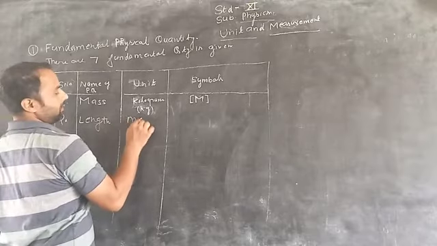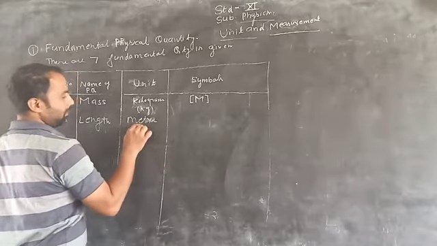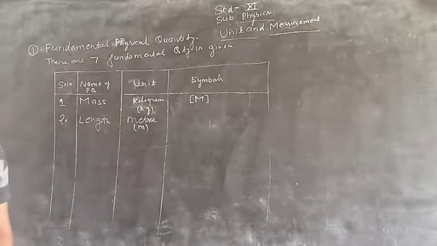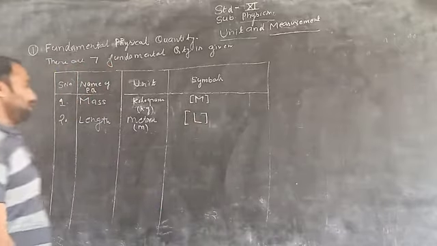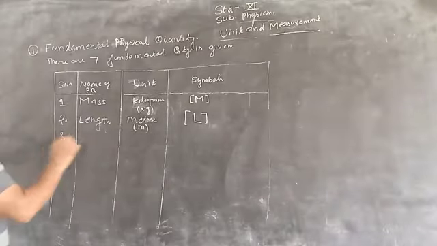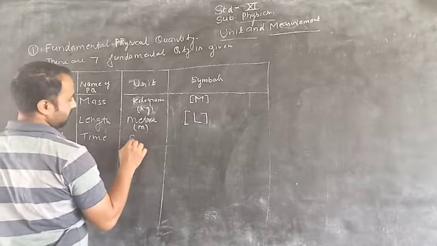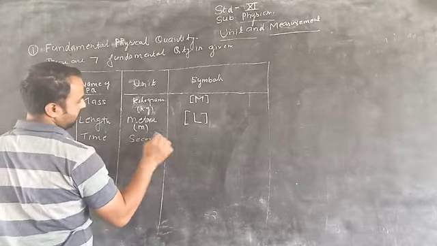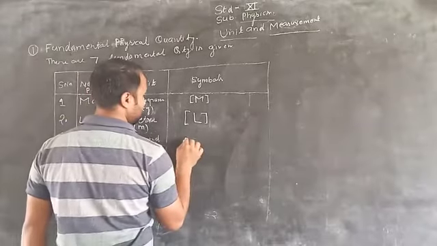Length is measured in meter. Meter is represented as m, and the symbol which we are using is L. Now the third fundamental quantity we have to write here is time. Time is measured in second, and is represented as T.